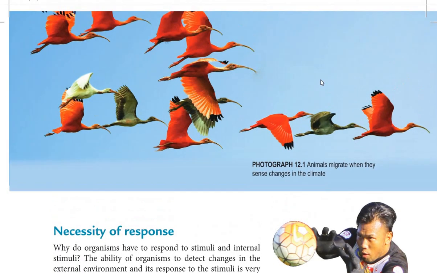And then this one: animals migrate when they sense changes in the climate. For example, maybe these birds or animals live in a hot place. Suddenly something occurs in the climate, maybe it becomes a bit cooler. So these animals will migrate to find a new shelter, another hot place, so that they can survive. This is an example.